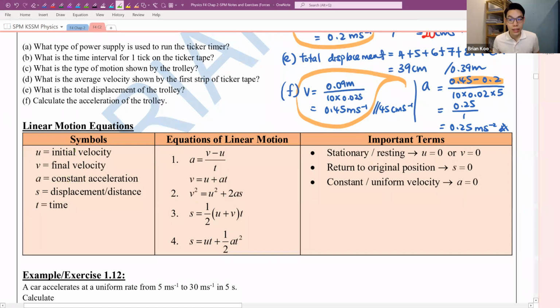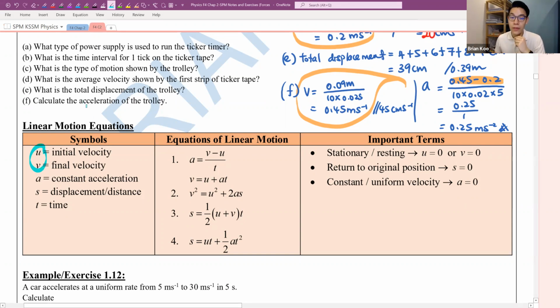S is displacement or distance. Sometimes they ask distance, displacement, similar meaning, you can use S. T is time. So now that you know all the symbols, usually the one that people mix up at the start of Form 4 is U and V. Why do they mix up? They forget which one is initial and which one is final.